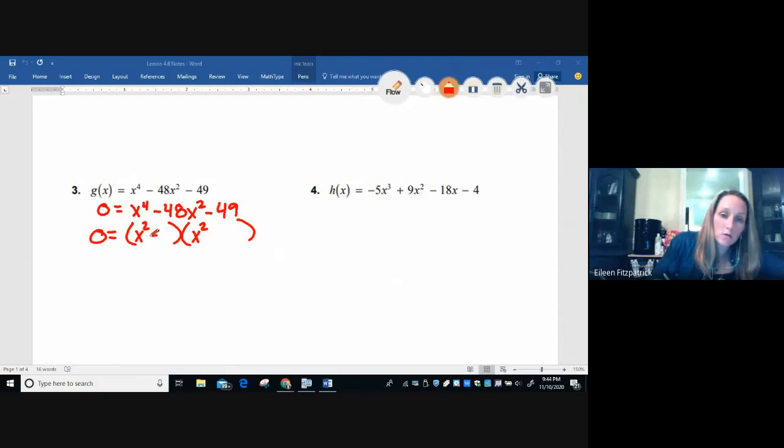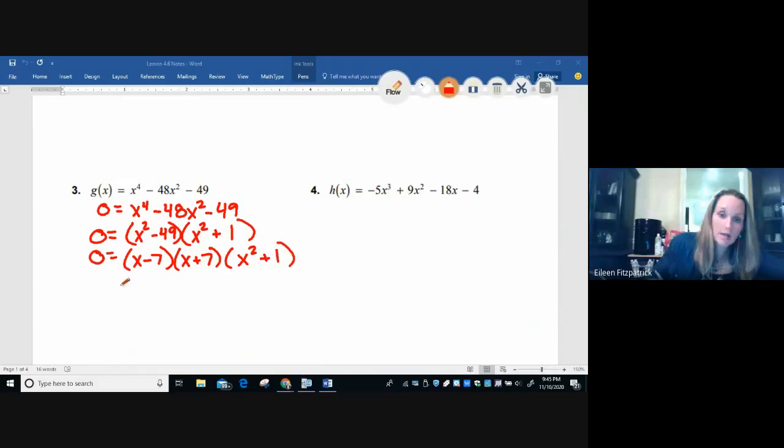So if I have a -49 and a +1, that'll multiply to -49, but add to a -48. And then from there, you see if you can factor any further. There are 2 terms, but this is a difference of perfect squares. So it factors to x minus 7, x plus 7. And then this one is not a pattern, so it stays as x squared plus 1.